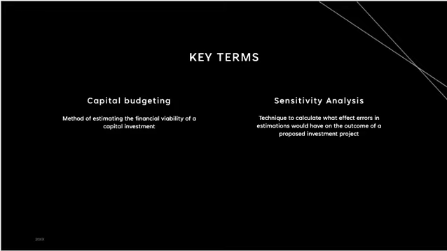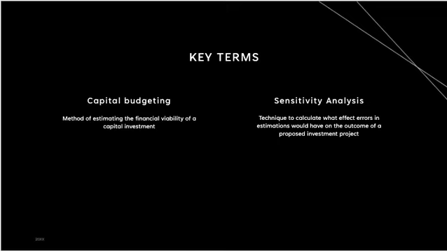Some key terms. Capital budgeting is a method of estimating the financial viability of a capital investment. These investments are usually long-term, and some examples are building a new production facility or buying new machinery. A key aspect of capital budgeting is that it focuses on cash flow rather than profit, and it takes the time value of money into account. The goal of this process is to choose the investment projects that will benefit the company the most.